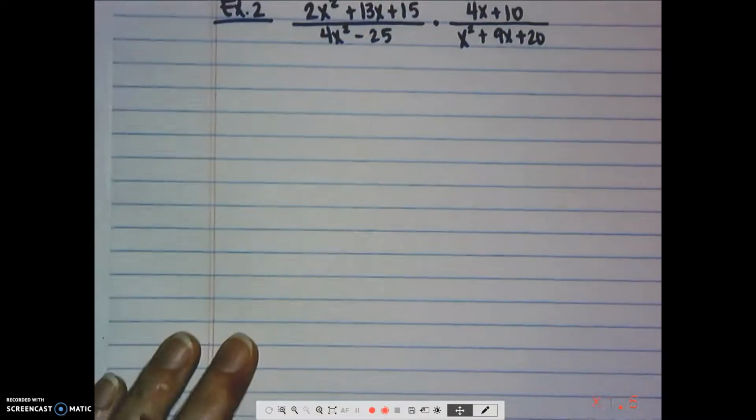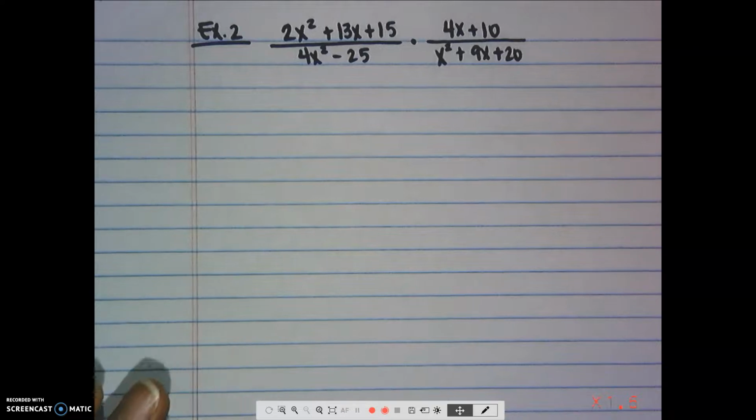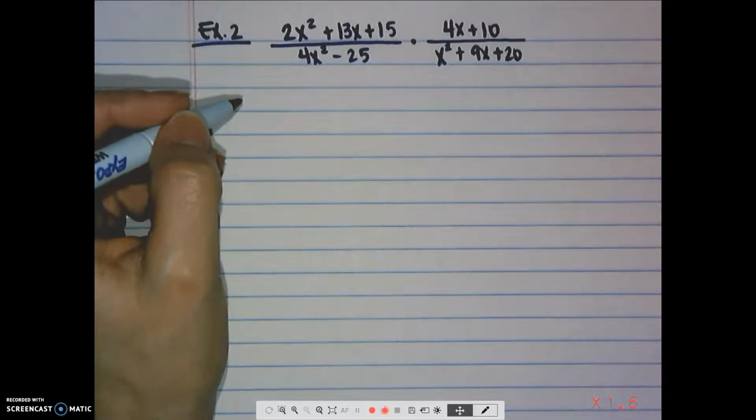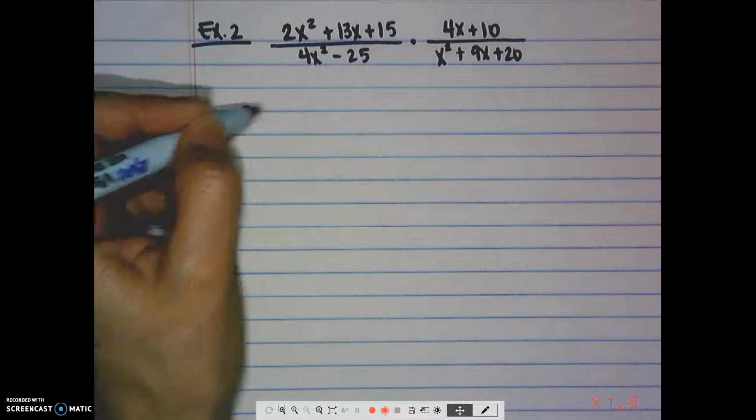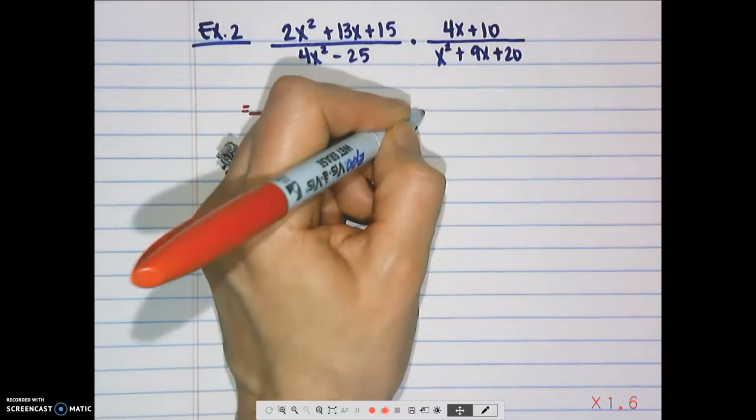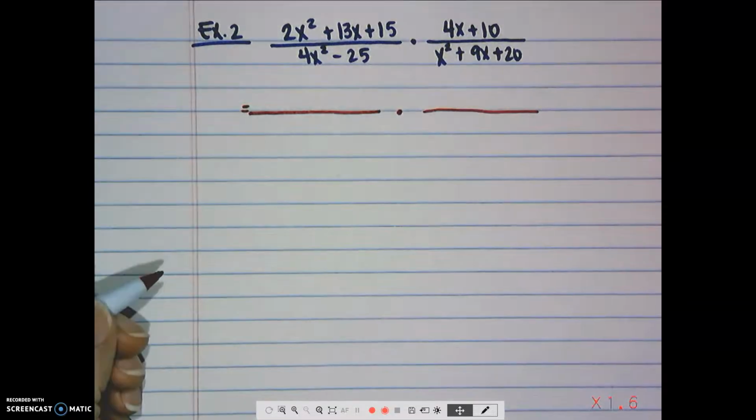So let's take a look at one more here. We have 2x squared plus 13x plus 15 divided by 4x squared minus 25. We're multiplying that by 4x plus 10 divided by x squared plus 9x plus 20. So we're going to factor all of the pieces. Again, keeping in mind that you can factor them in any order that you want, but we know that we're going to have fraction times some other fraction.